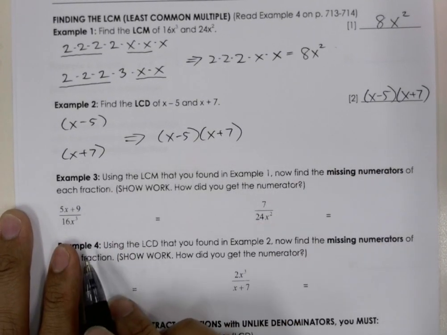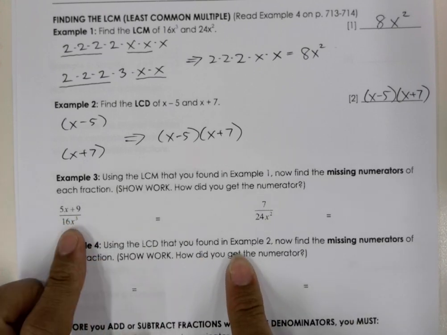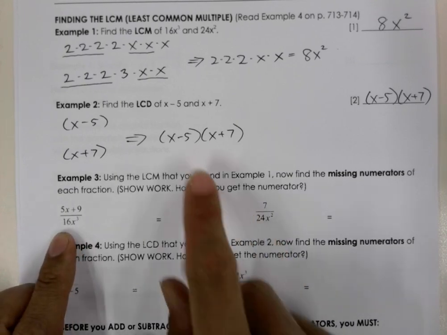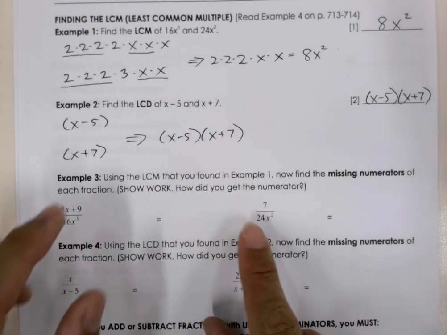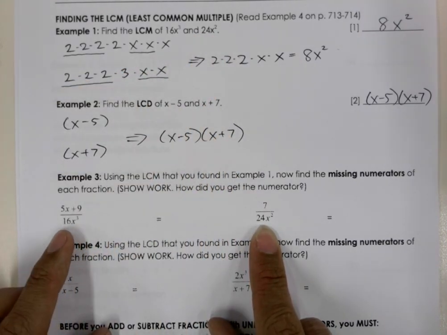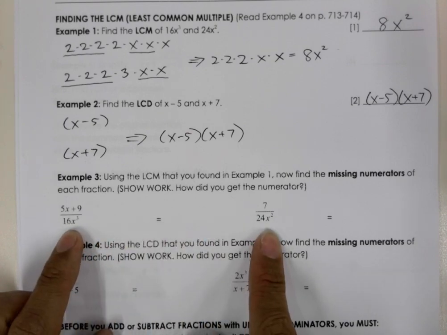All right, so now let's look at example 3. And so now we have this fraction here, right? And this fraction here, you see the denominators? It's 16x to the 3. And the denominator here is 24x squared, right? So what we want to do is we want to get them to have the same denominator. So what do we need to do?